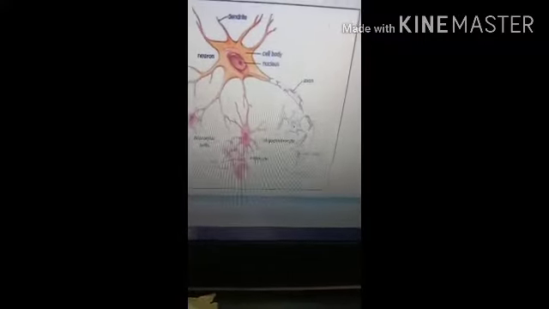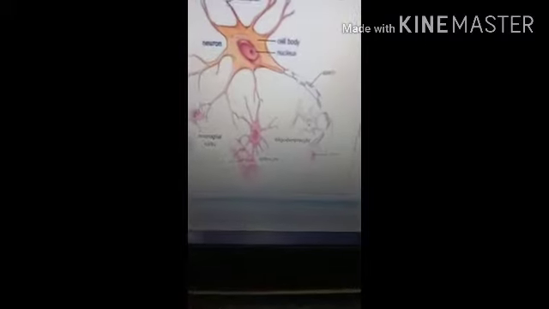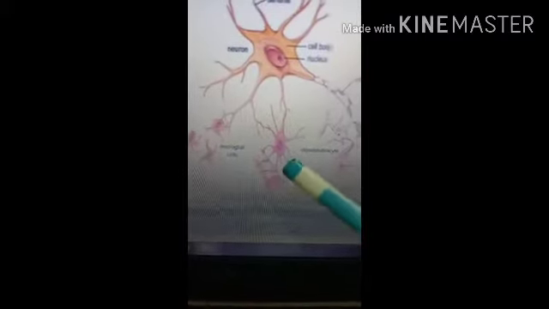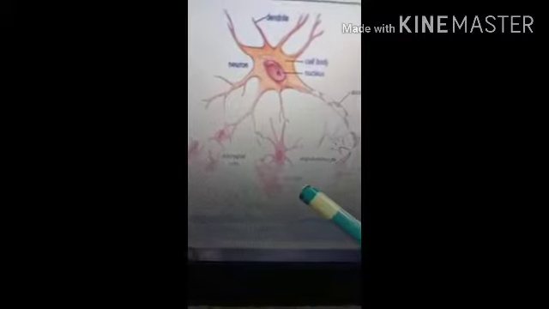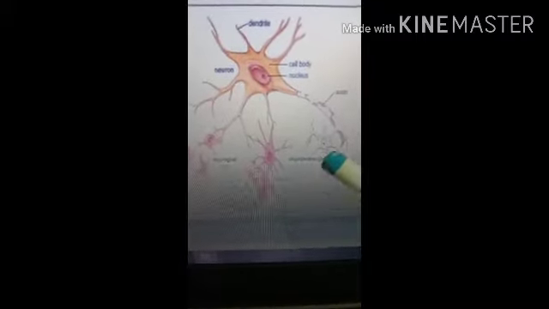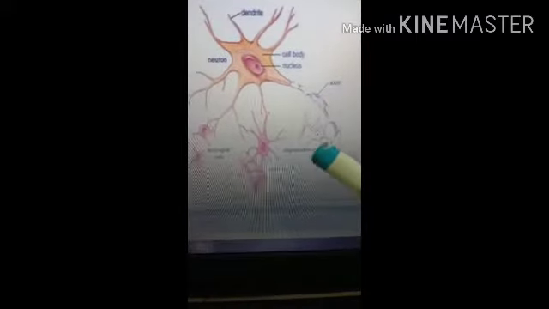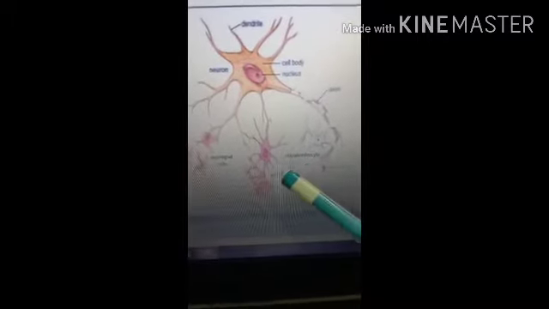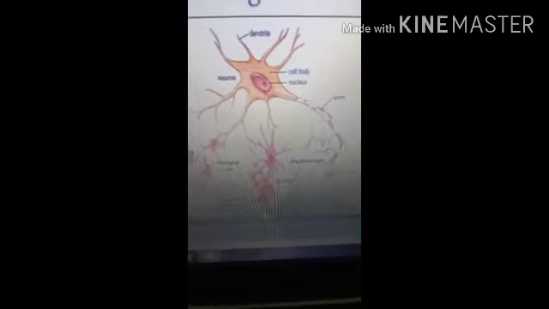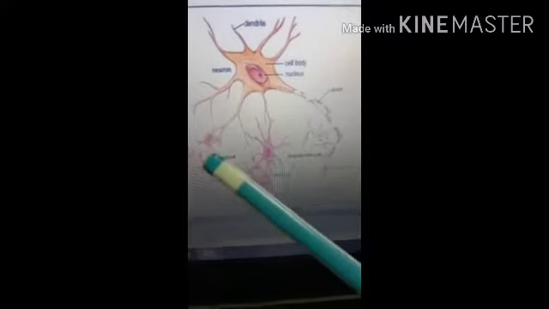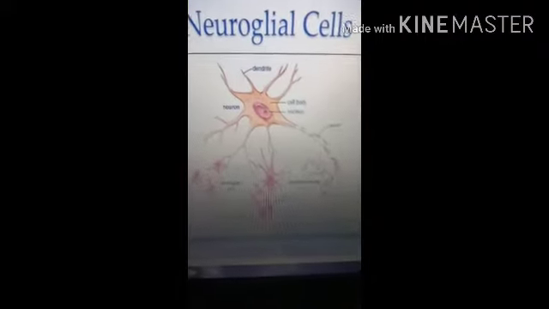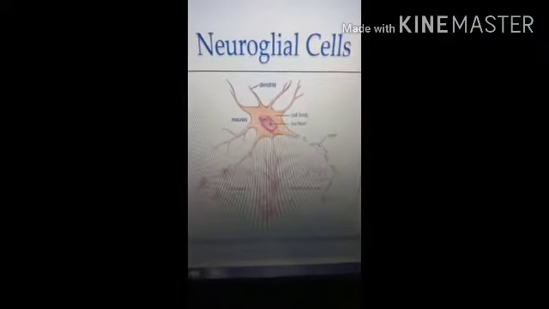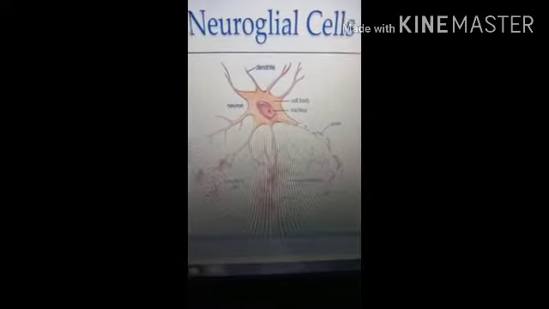The 4 types of neuroglial cells: first, the astrocytes. This one here you can see is the astrocyte cell. Second, the ependymal cells, which are present in the nervous system. Third, the oligodendrocytes. Here you can see the oligodendrocytes. And fourth, the microglia. Here the microglial cells are present. Okay, so that is the neuroglial cells. So let's see the structure of each neuroglial cell.